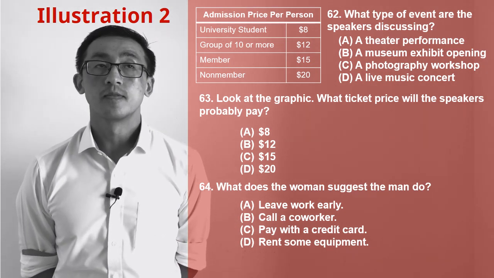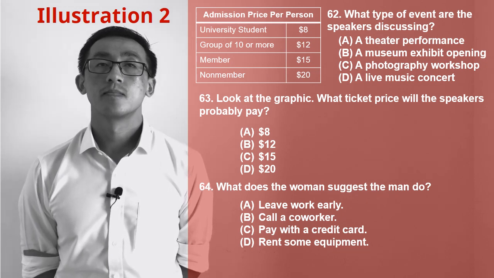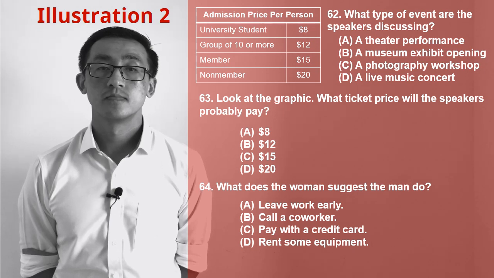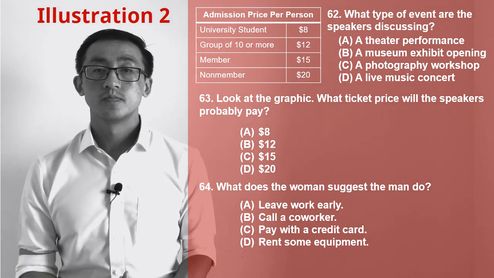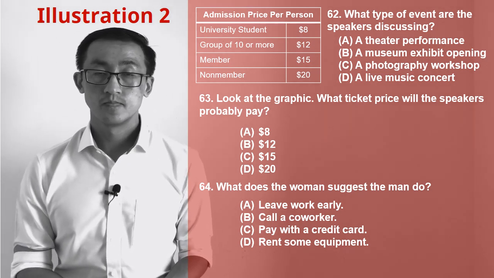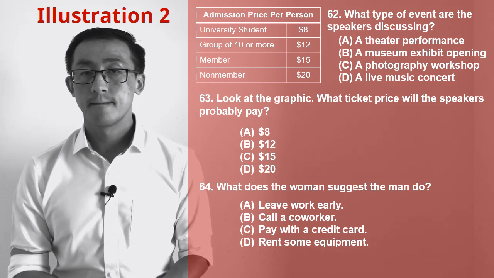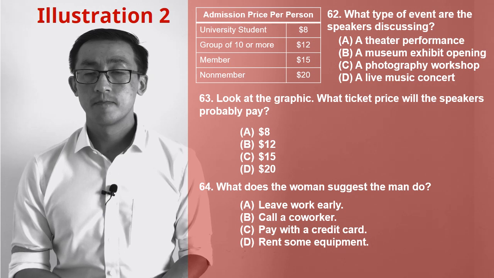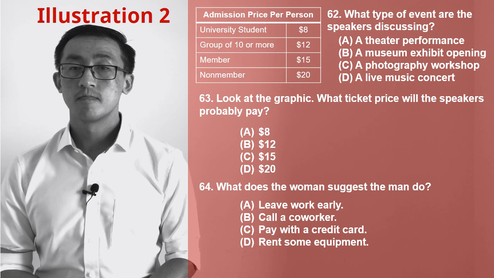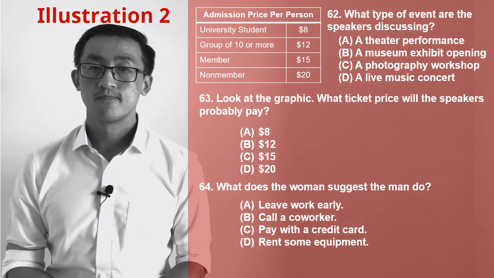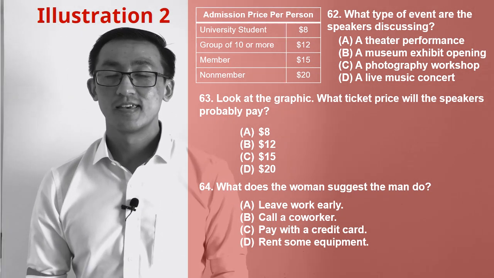Number 62. What type of event are the speakers discussing? Number 63. Look at the graphic. What ticket price will the speakers probably pay? Number 64. What does the woman suggest the man do?